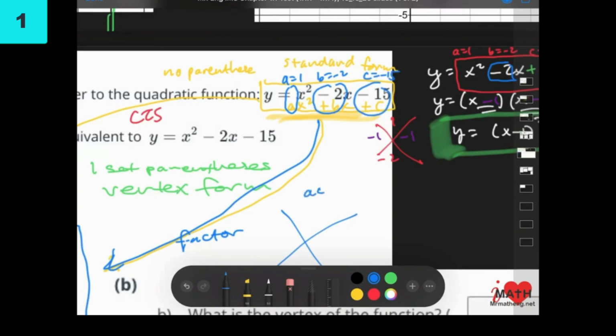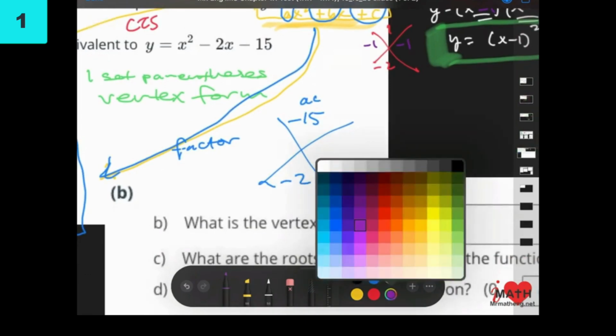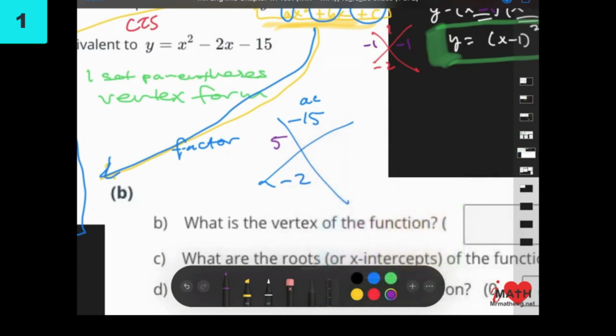A times c is negative 15. B value is negative 2. My two numbers, multiply them, are 5 and 3. But when you add them together, it has to equal negative 2, so this one has to be a negative 5. Negative 5 plus 3 equals negative 2. You're adding those, the ones in purple, and you are multiplying this direction.